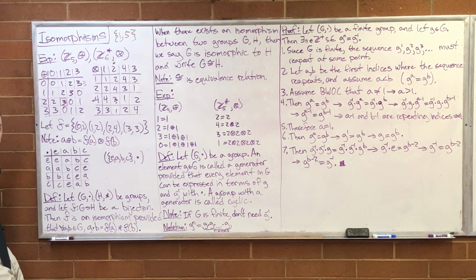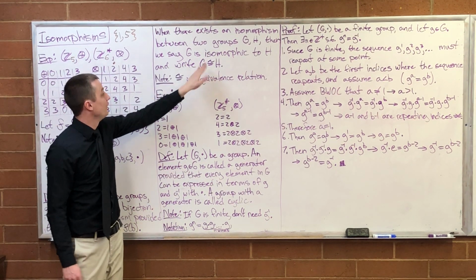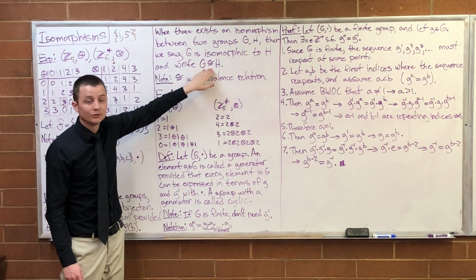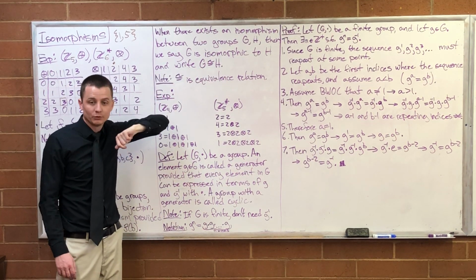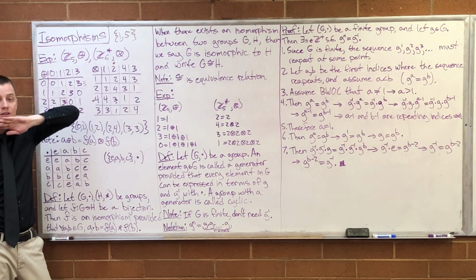What is the isomorphism that we would use to show that this isomorphic relation is symmetric? If I know that G is isomorphic to H, how do I know that H is isomorphic to G? How would I show that? You just take the inverse.